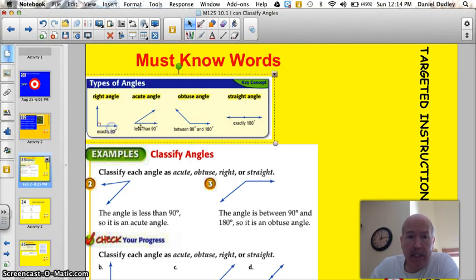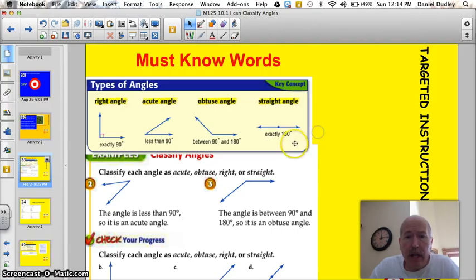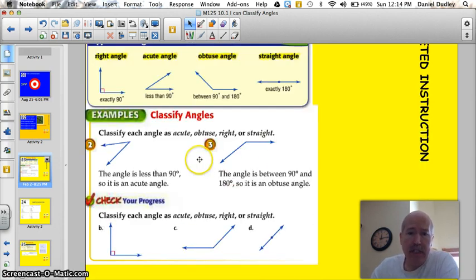Right angle, that's exactly 90 degrees. An acute angle is here, and it's less than 90 degrees. Okay, an obtuse angle, this big obtuse one, this is more than 90 degrees. And then here's that straight angle. It's exactly 180 degrees.